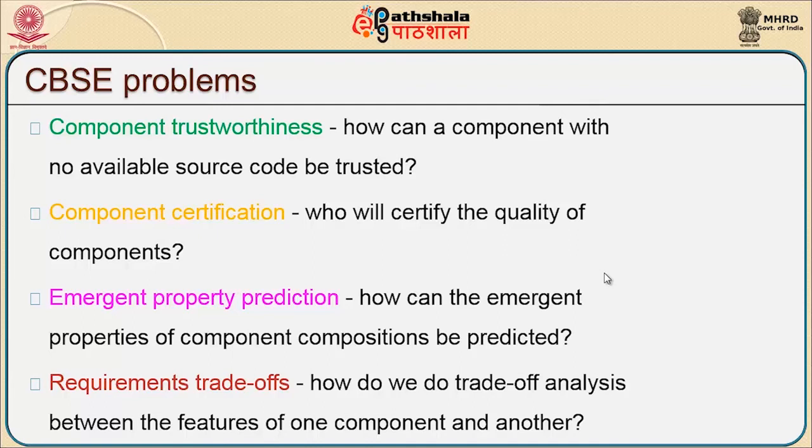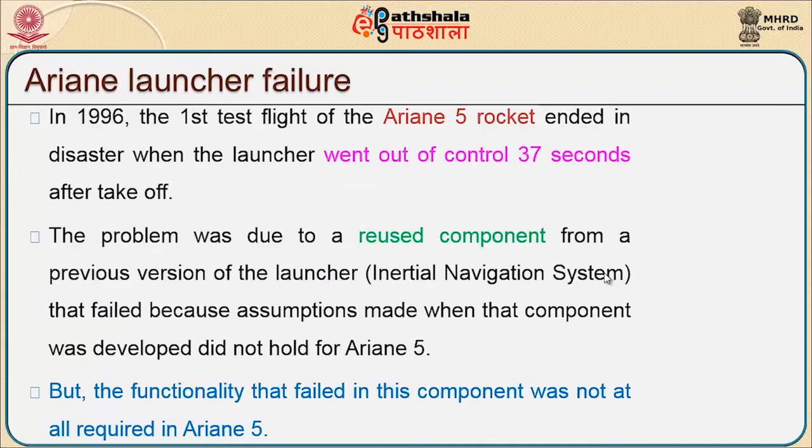So if these components are available as libraries, at what point in time these are needed can never be predicted, and sometimes, if it is predicted, how well can it be used as one of the components in the software that I am developing? And requirements trade-off: how do we do trade-off analysis between the features of one component and another?